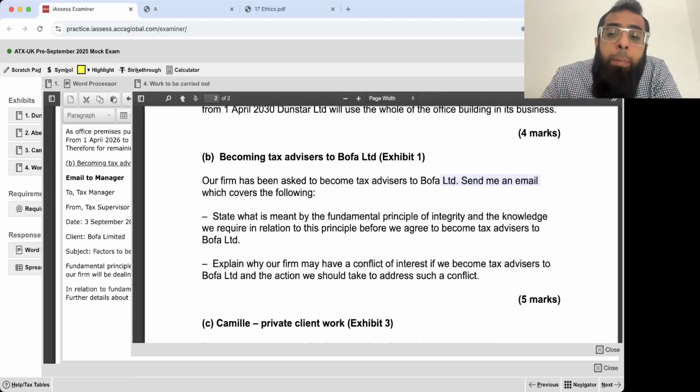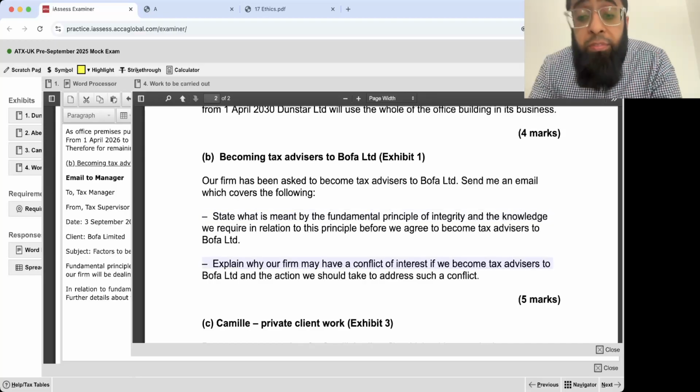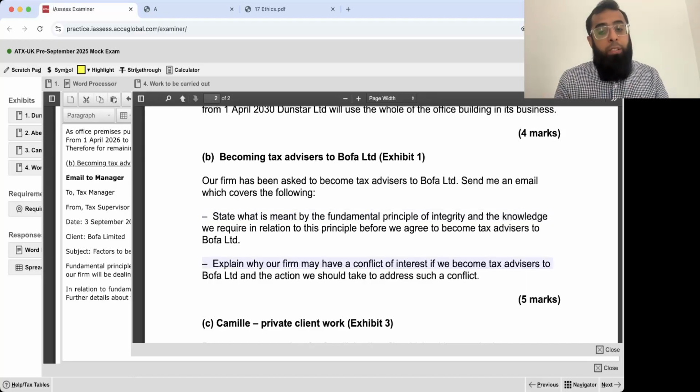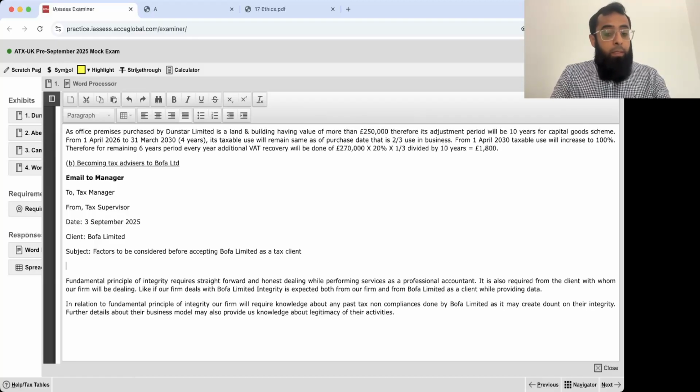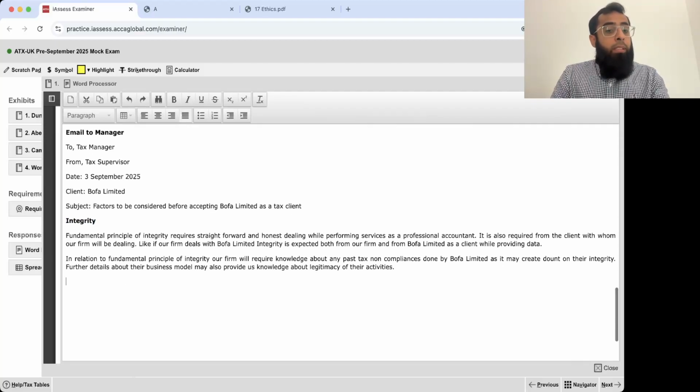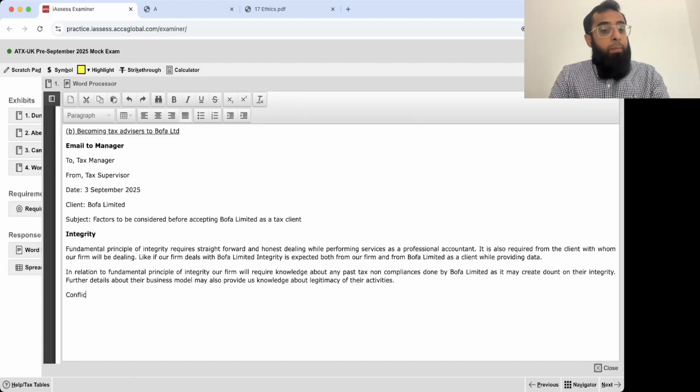Now, what is meant by the fundamental principle of integrity and what we need to know about it? Then explain why our firm may have a conflict of interest if we become advisor to BOFA Limited. First, we had a discussion about integrity. Now we are having discussion about this conflict of interest. If you want, you can give a heading, that's better. Otherwise, also it's acceptable.